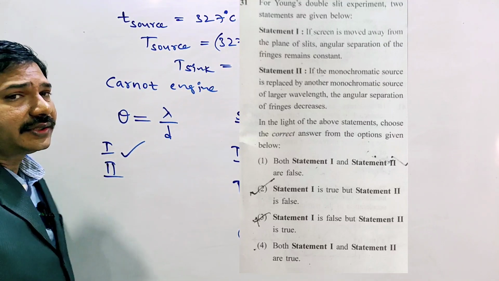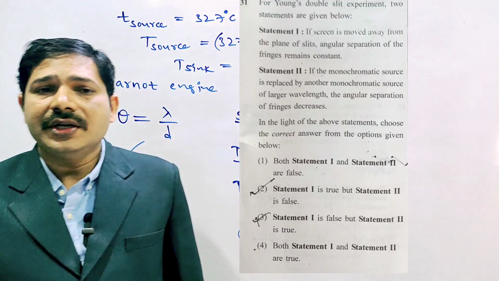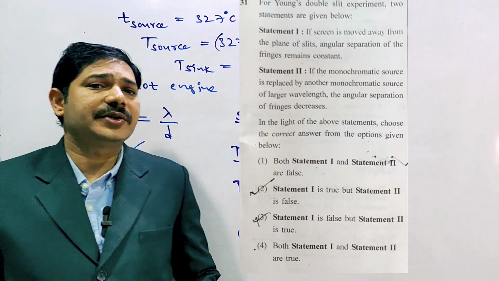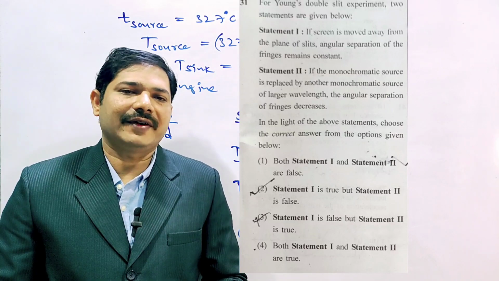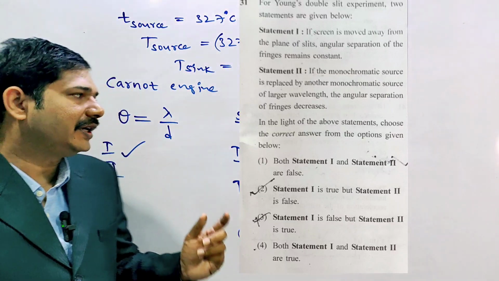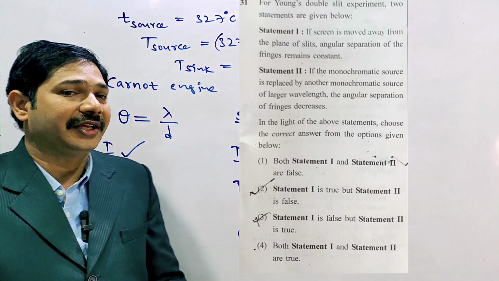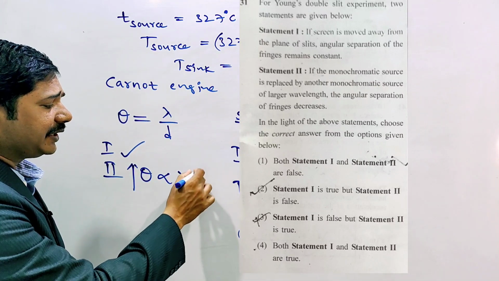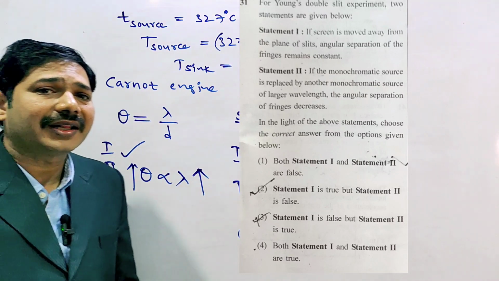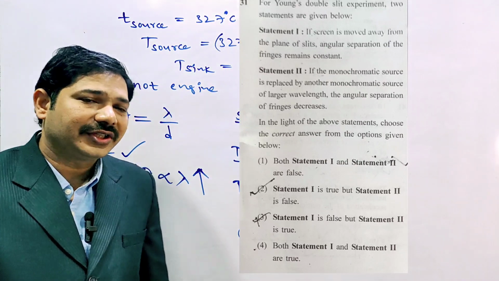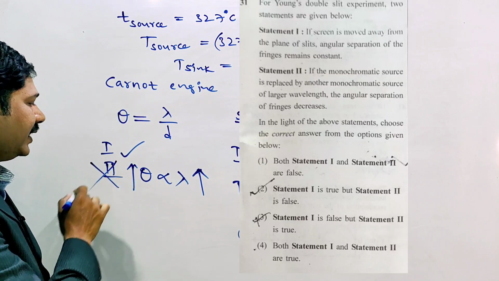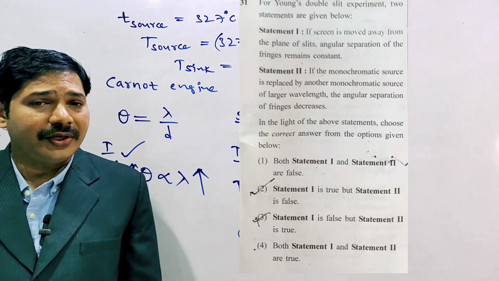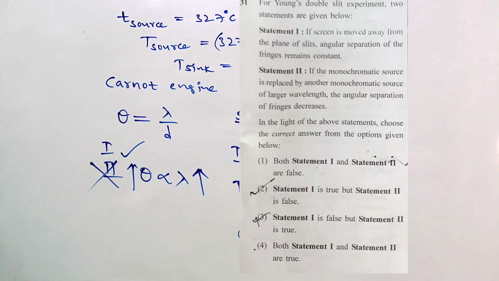We'll see the second statement. It says the monochromatic light of one wavelength is replaced by another light of higher wavelength, and the angular displacement theta decreases. Actually, theta is directly proportional to lambda, so when lambda increases, theta should increase. But the statement says it should decrease, so the second statement is wrong. Statement 1 is true and statement 2 is false. So the second option is correct.